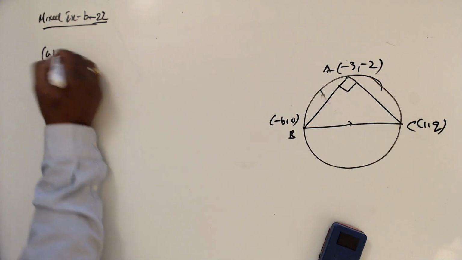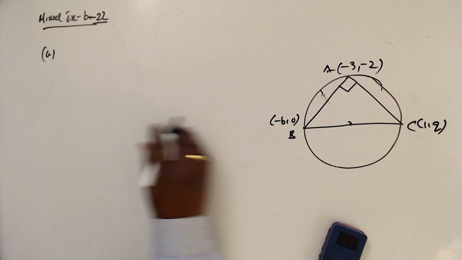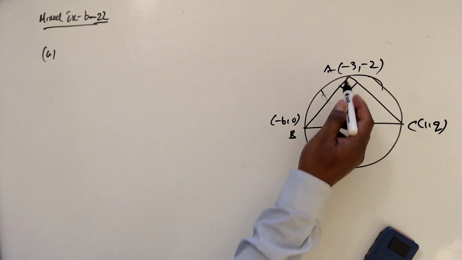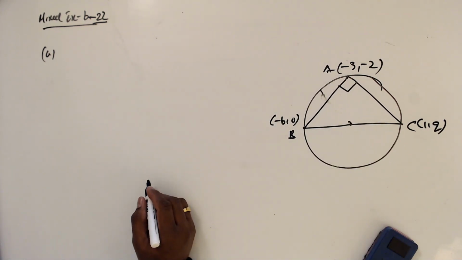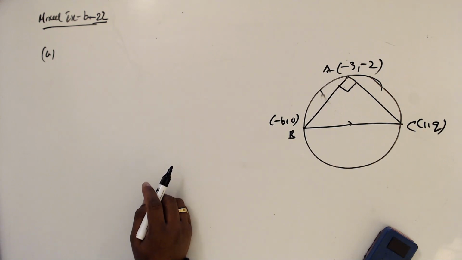Question number 22. This is the structure. This is given as 90 degrees. We want to find q. We can use two methods. One is Pythagoras. The other one is the gradient. So first of all, I'll work with the gradient.